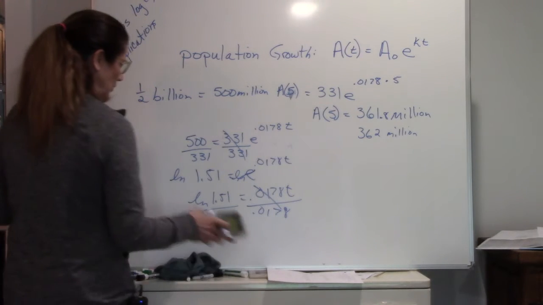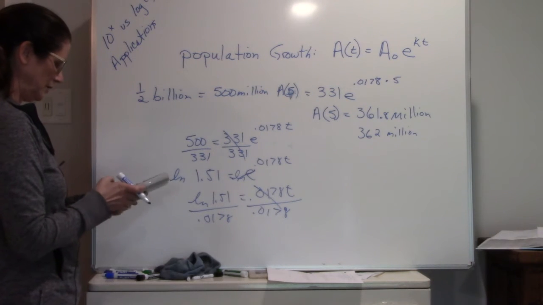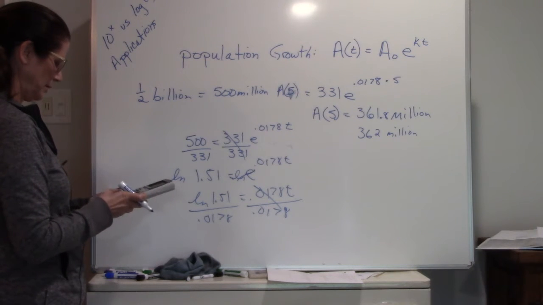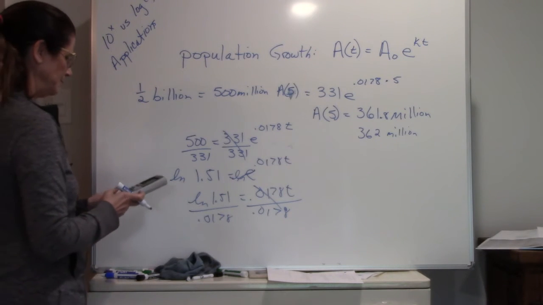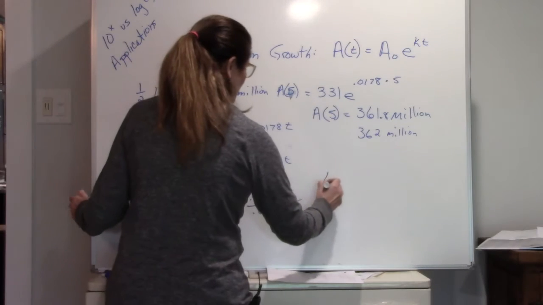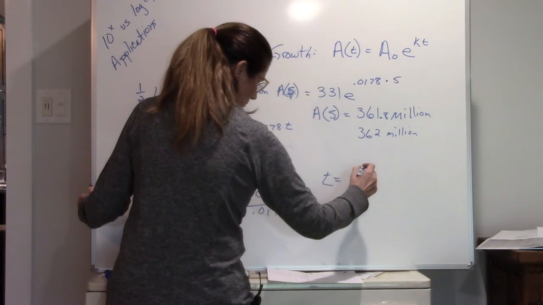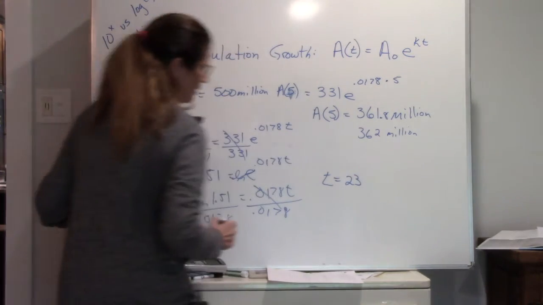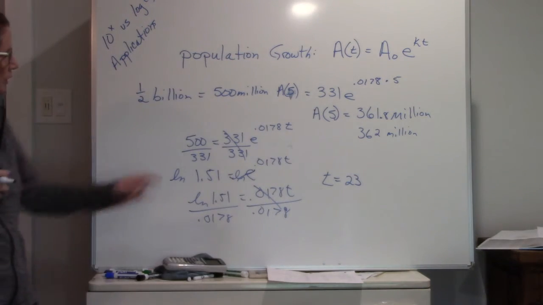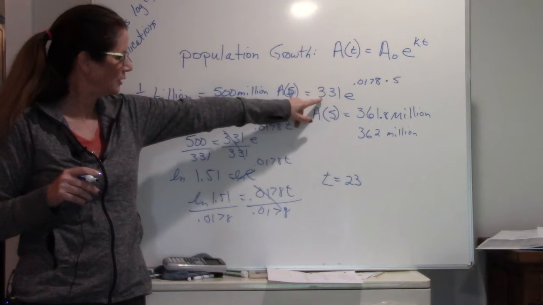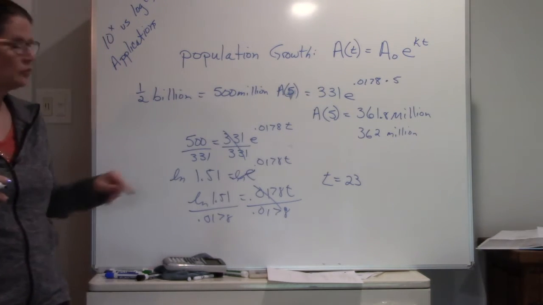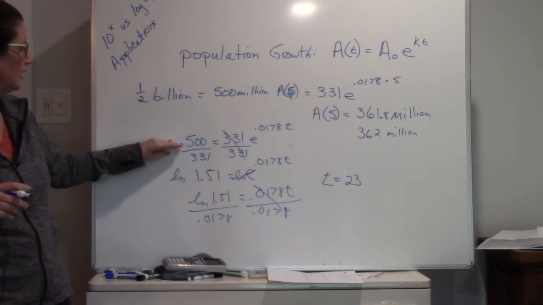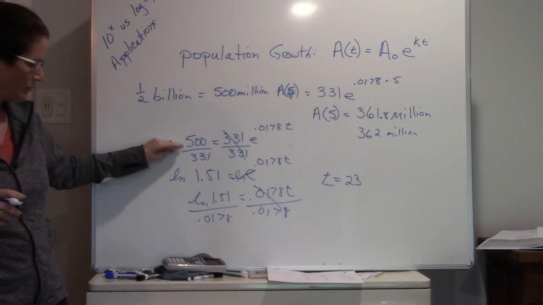Now I can figure out what t is. So I'm going to do ln of 1.51, make sure you close it, divided by 0.0178. So my time is about 23 years. Okay, so if in 2020 we had 331 million, 23 years from now, so in 2043, we'll hit 500 million. Okay?